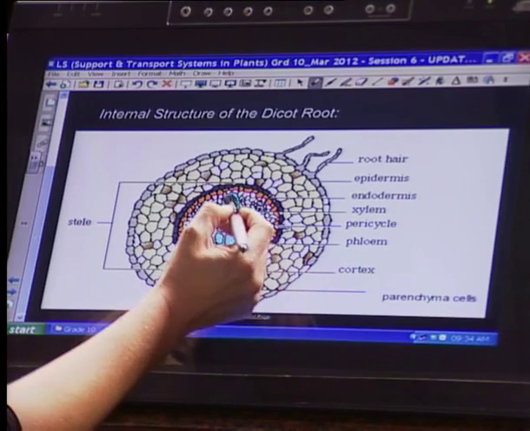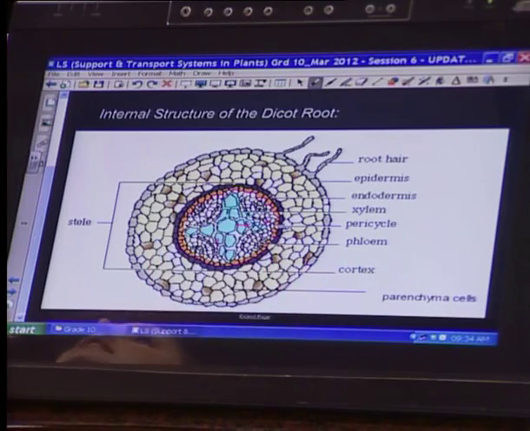Then you get your xylem, and your xylem is responsible for transporting waters and minerals that the root absorbed and taking it to the stem and the leaves. And then you get your phloem, and the phloem is responsible to transport the food that was made via photosynthesis from the leaves, and it takes it down to the root. So this is basically what your internal structure of the root looks like.